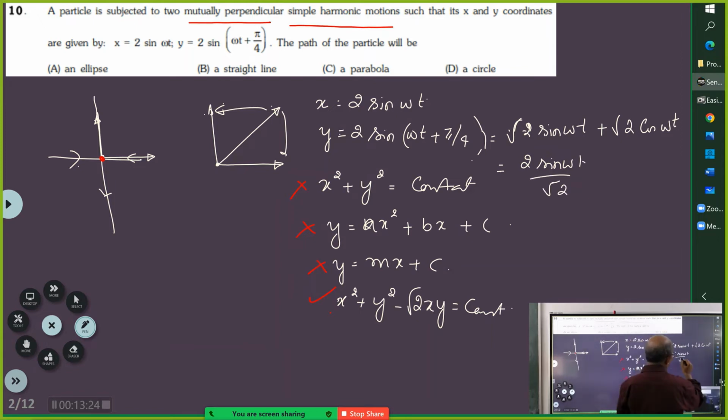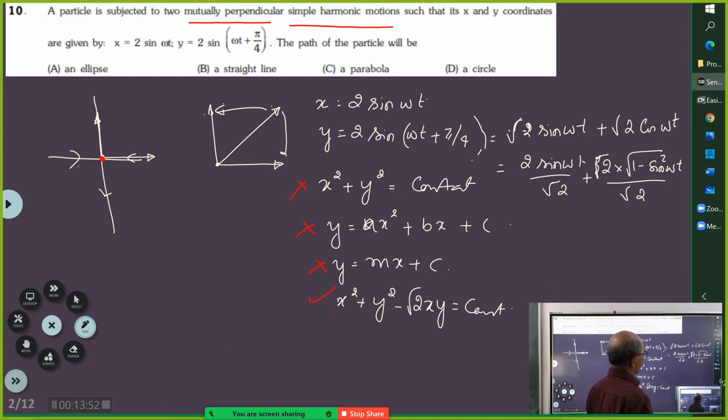Then plus 2 into root over 1 minus sin square omega t, the whole thing by root 2. This should be root 2 down here. Yes, sir. Now on top and bottom, you write 2 on top and root 2 in the bottom. Then that root 2 you can take on the left hand side, so you can write y root 2. Fine. Shall I write it as root 2y?